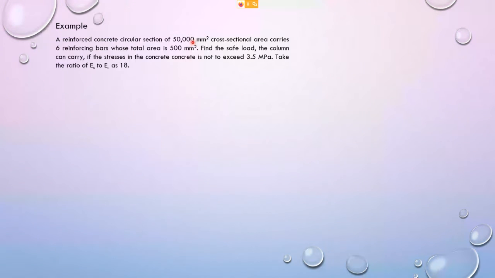So the total area of the circular section is 50,000. This is the total area of all the 6 steel rods. Therefore, the first thing is we have to find the area of the concrete, because we have the area of the steel rods. We haven't got the area of the concrete, okay?